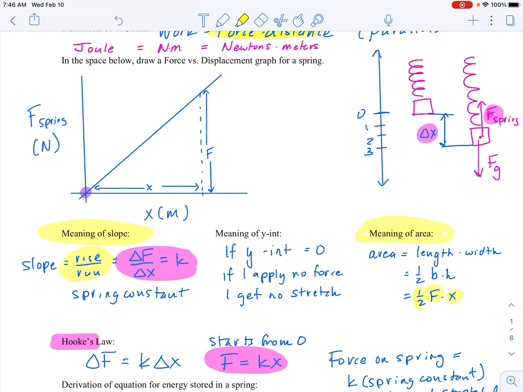Now, you may be wondering, well, what about this 1/2? What's going on there? In this situation, because the spring is stretching, the force I'm exerting on it is changing. This 1/2 F is actually the average force.